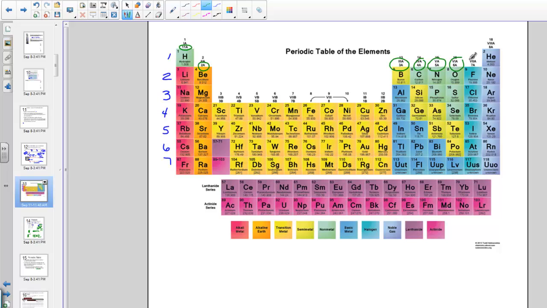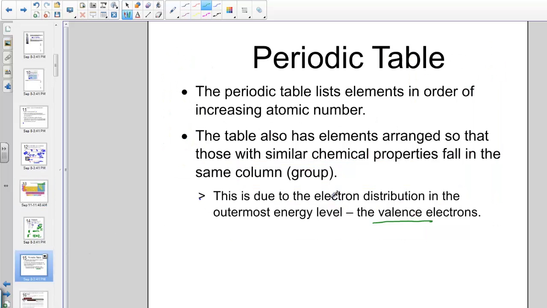Oxygen's family has 6. Fluorine's family has 7. And not helium, because helium only has 2 electrons. But everybody under helium, neon, argon, krypton, xenon, radon, they all have 8 valence electrons. The noble gases.